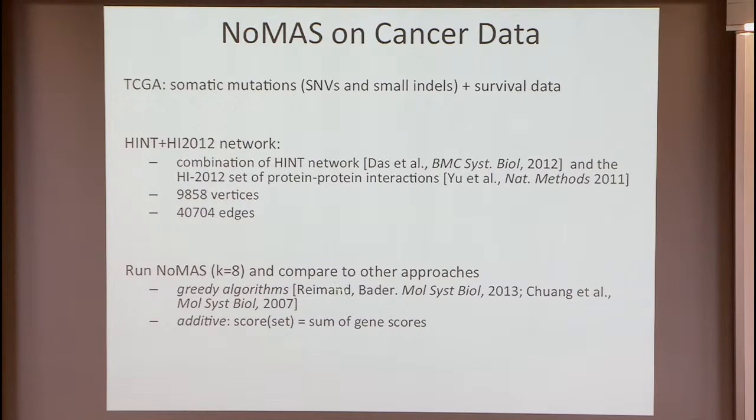One is a greedy algorithm, in which we build a solution starting from a vertex and adding neighbors by trying to maximize the increase in the score of the solution. And another one is by using an additive score. So the score for a subnetwork will then be just the sum of the p-values for the single genes, for example.